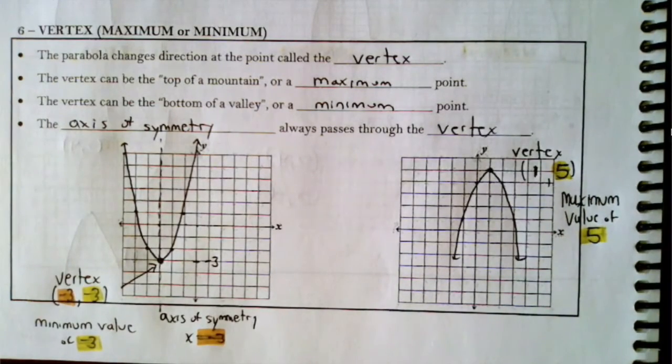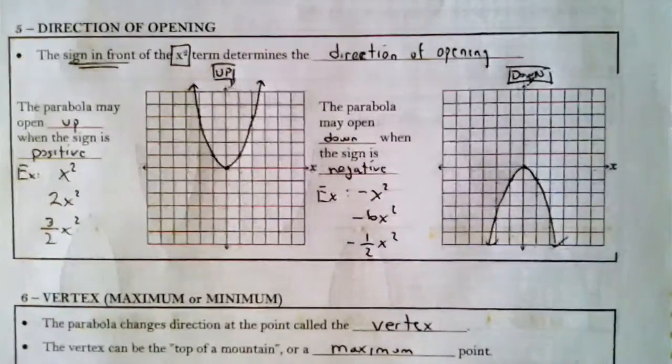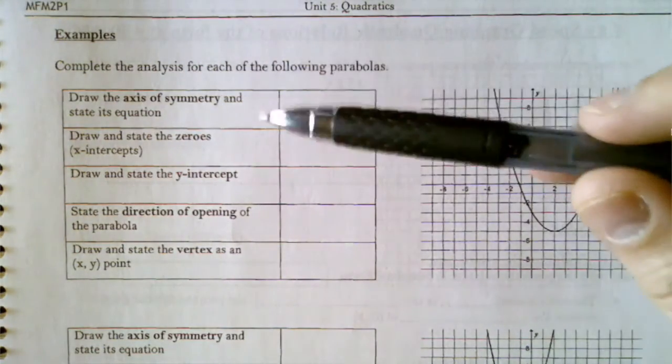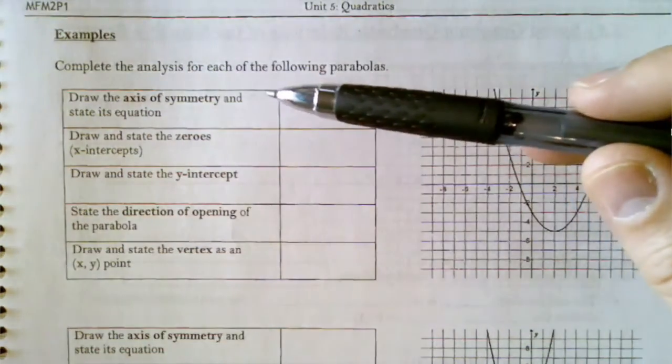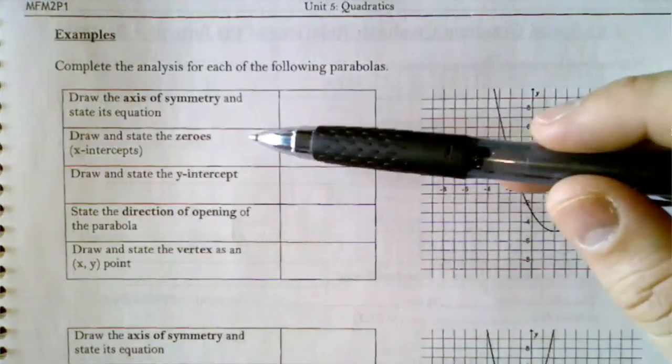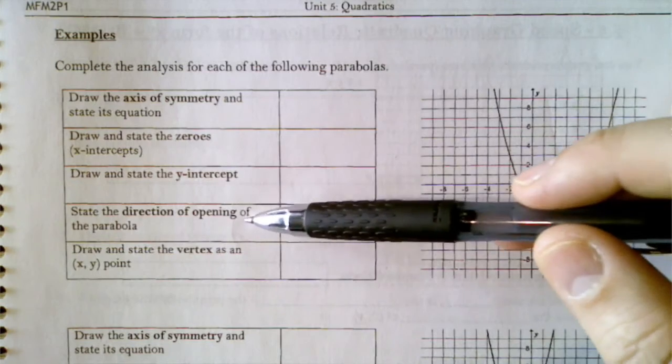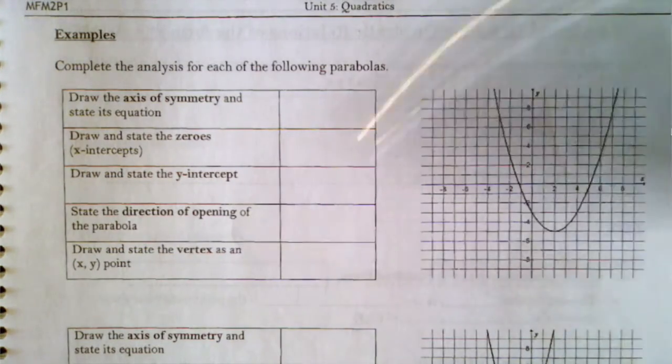All right, that's all the properties of a parabola. So let's see if we can put this to practice. Here's a parabola. We're going to complete an analysis. We're going to draw the axis of symmetry and state the equation. We're going to find the zeros or x-intercepts. We're going to find the y-intercept. We're going to do the direction of opening, up or down, and we're going to do the vertex.